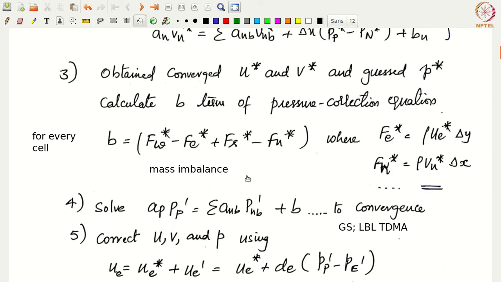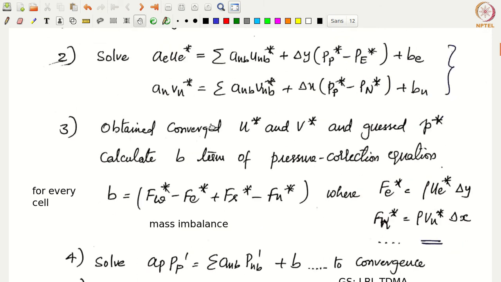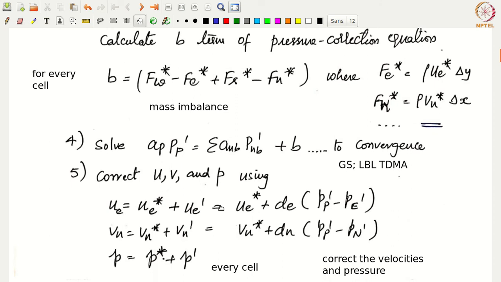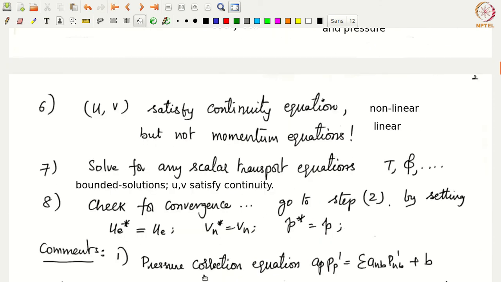And then again with the new pressure field, you update the a's and b's, because they now contain the updated u star, v star values. With that, you would again solve the x momentum equation to convergence, the y momentum equation to convergence, fill the right hand side, converge the pressure correction equation, then correct velocities and pressure, and then again solve the transport equations and so on.